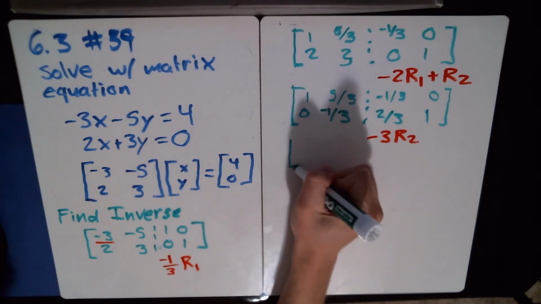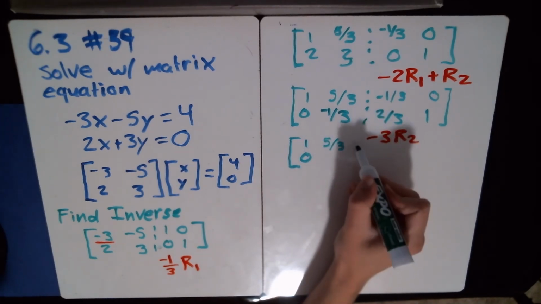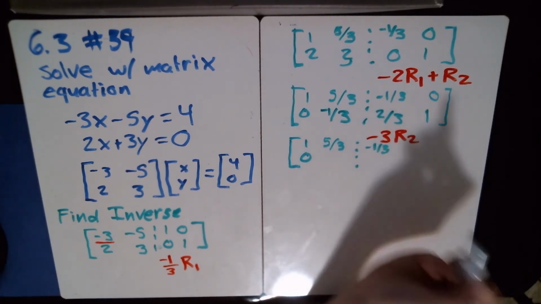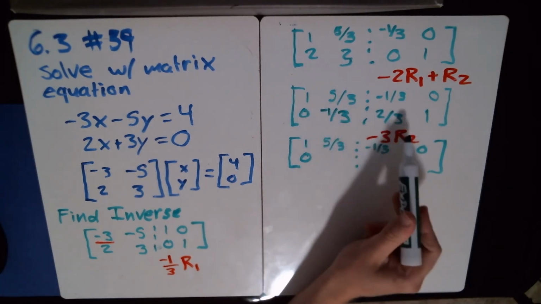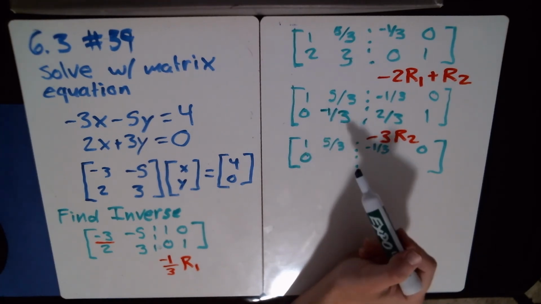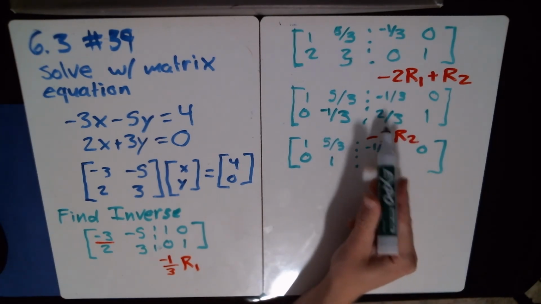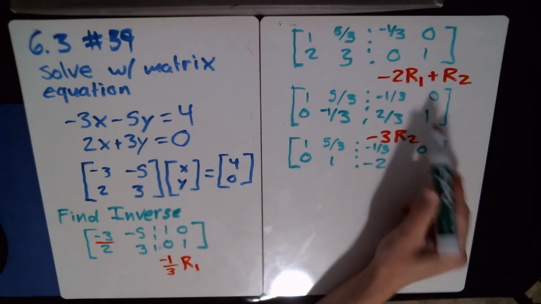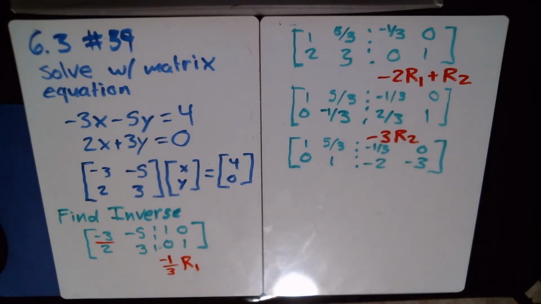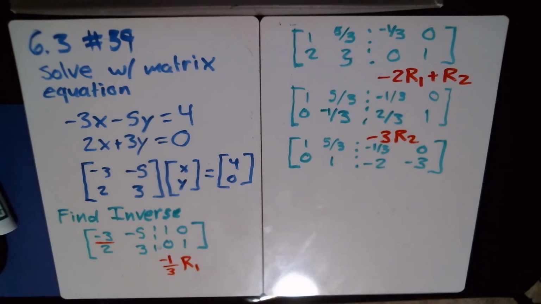And what have we got here? We got 1, 0, 5/3, negative 1/3, and 0. Okay, the first row doesn't change, but when I do negative 3 times the second row, the 0 is still 0. The negative 1/3 becomes positive 1. 2/3 becomes, well, the 3's cancel out and I just have negative 2, and then negative 3 there. Okay, so we're very close now.